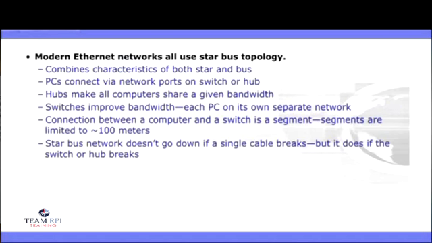Understanding that modern Ethernet networks are all using a star topology, these topologies also combine characteristics of both the star and the bus. PCs connect via network ports on a switch or a hub, and that hub makes all computers share a given bandwidth. The connection between the computer and the switch is called a segment. These segments are limited to about 100 meters in length. The star bus network doesn't go down if the single cable breaks like it did with a simple bus network or a simple ring topology.